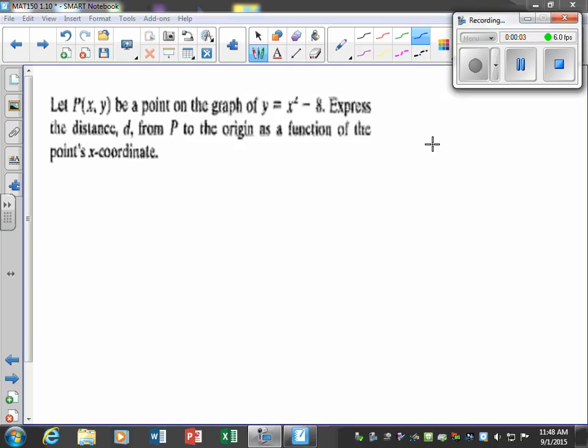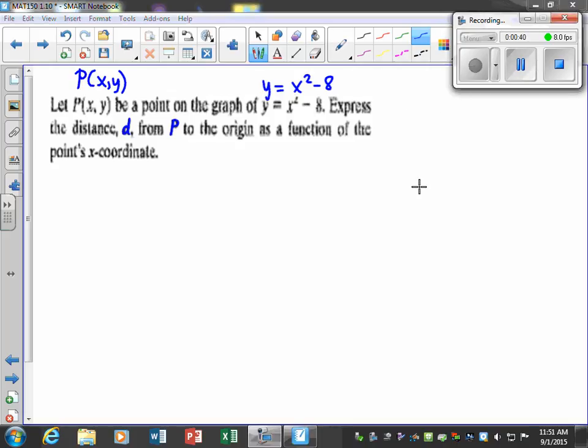So let P be a point on the graph of y equals x squared minus 8. This says the point (x, y) is a point on the graph. Express the distance d from our point to the origin as a function of the point's x coordinate. Well, let's pause that and think about it for a minute.